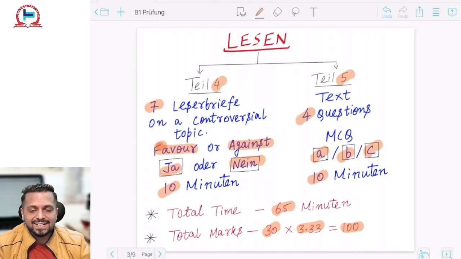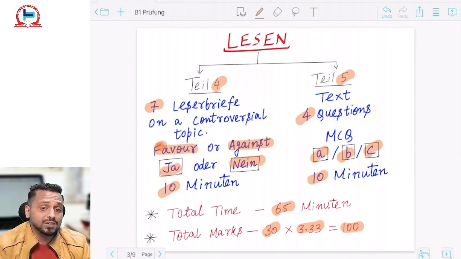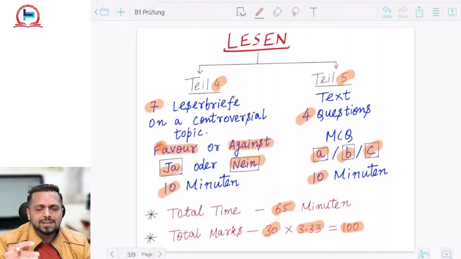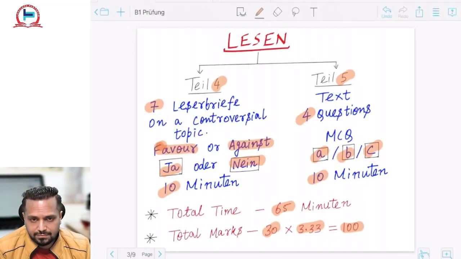Total marks, like I said: there were 30 questions, 1 mark each. Now how do we get the total marks out of 100? We use the multiplier of 3.33, multiply, and get the total marks out of 100.